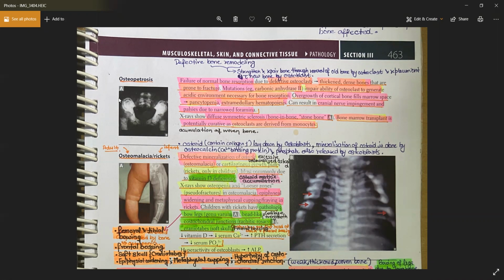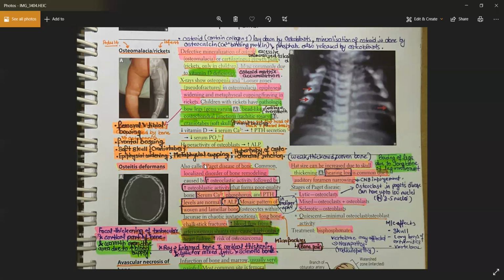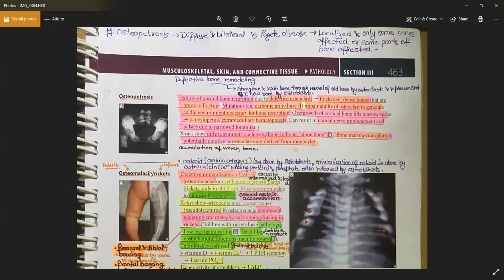See, osteopetrosis is a diffuse symmetric sclerosis. It is a diffuse disease that involves every bone in your body: your spine, your hips, your femur, your tibia, fibula, every bone. But Paget's disease is a localized disease. It is happening to one bone and even a part of that bone only, not a diffuse bone. Although multiple bones could be affected, one or two, that's just a part again, not a diffuse type.